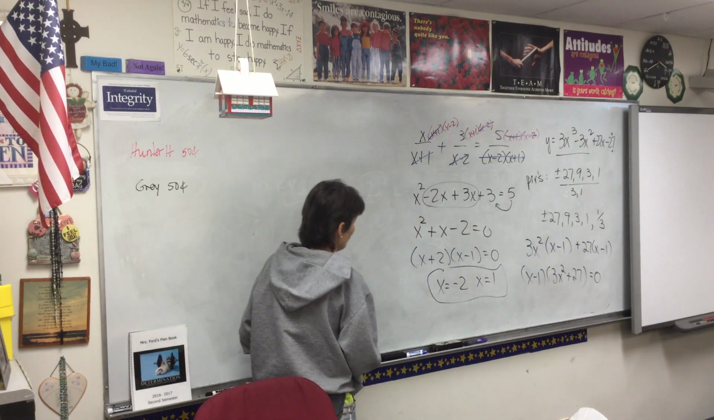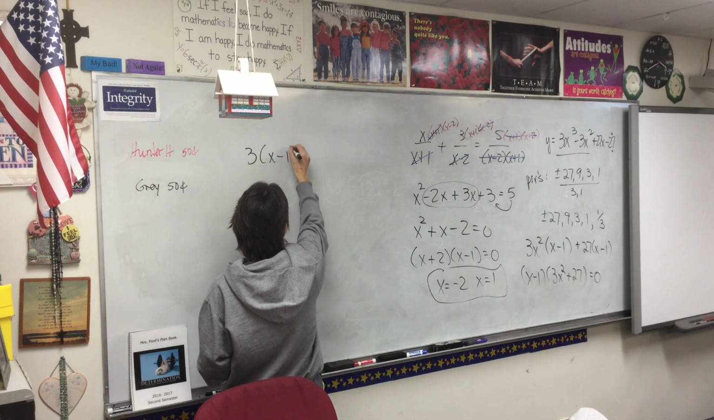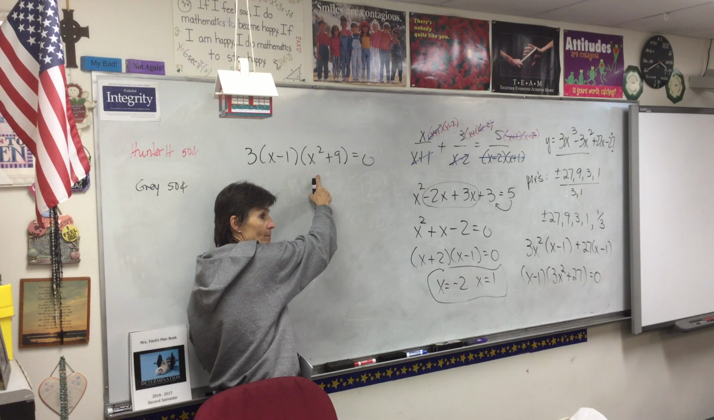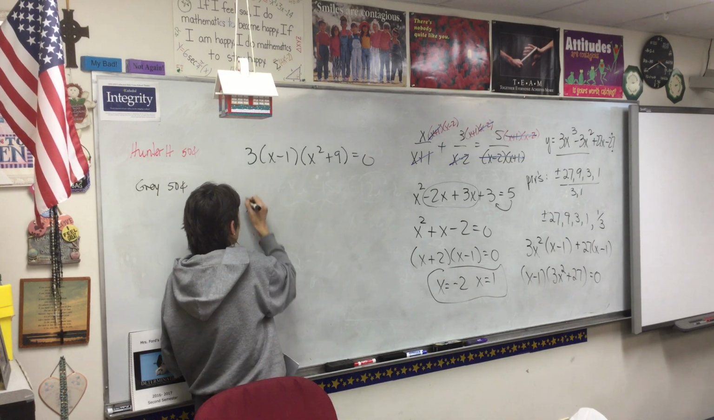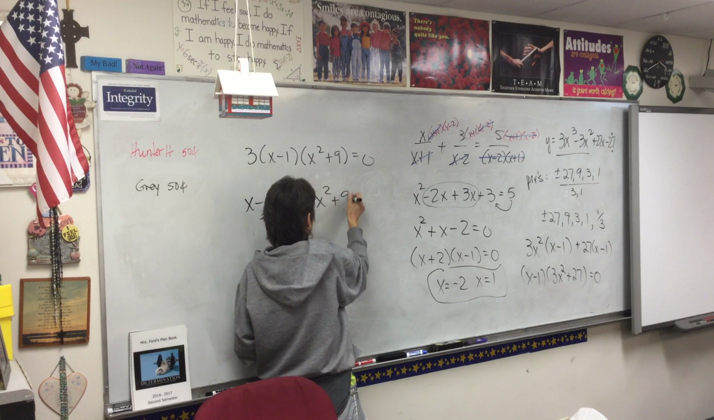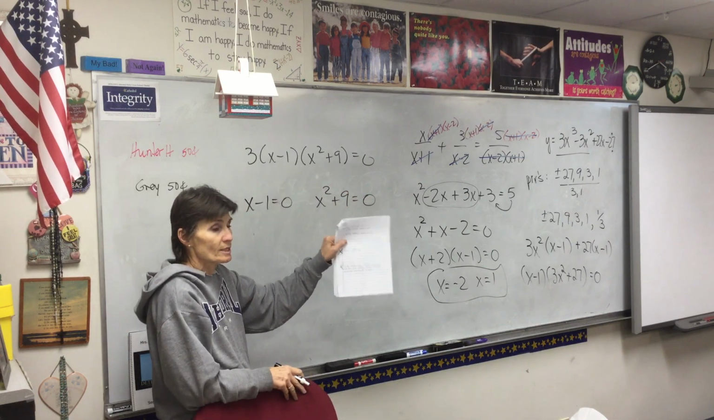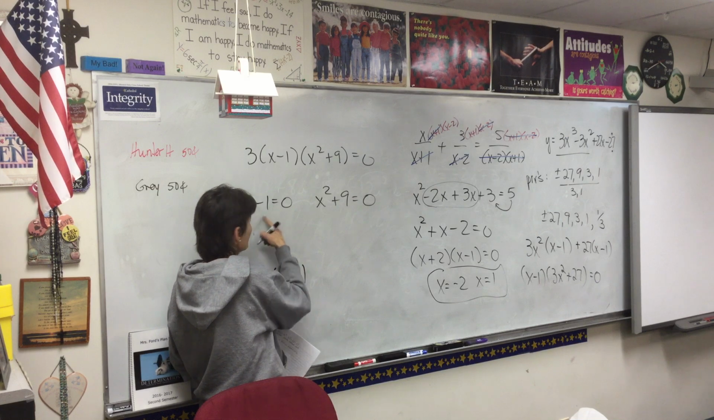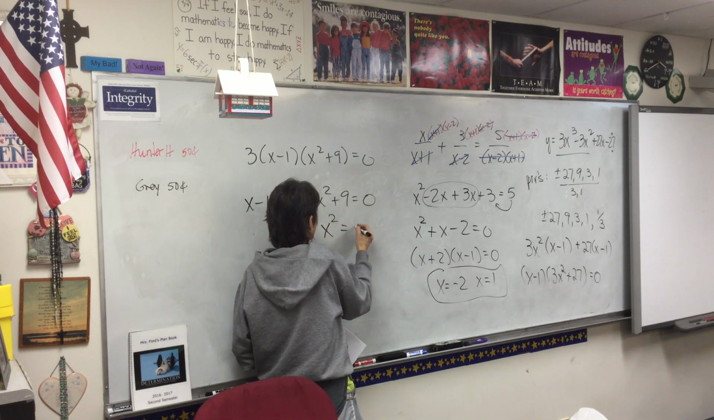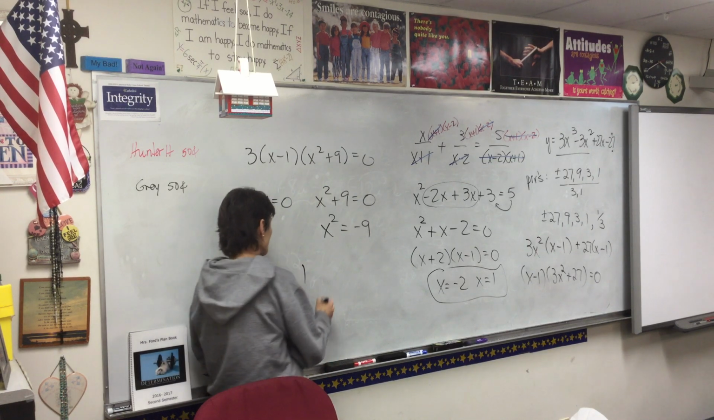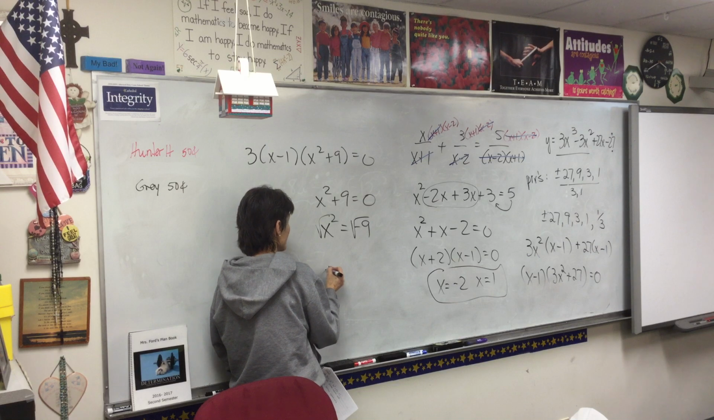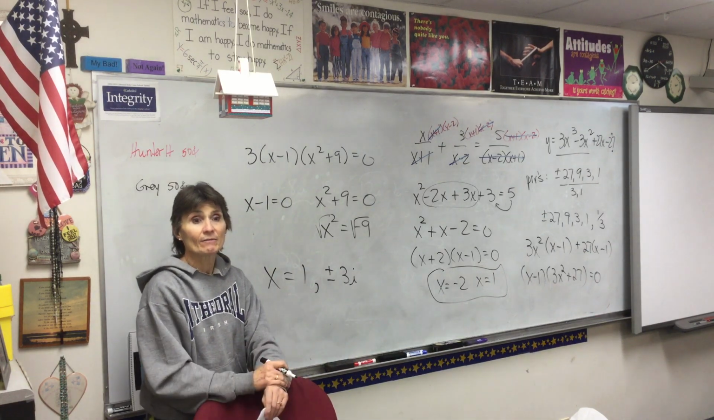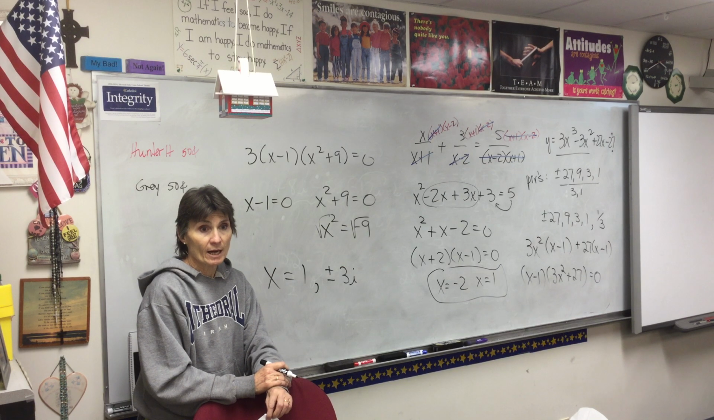All right, I think I can take out a 3, but that does not factor, does it? Because it's a plus. So, either x minus 1 equals 0, or x squared plus 9 equals 0. I am finding the solutions. I have to come up with x equals. So I'm going to set my factors equal to 0. So x equals 1, or x squared equals negative 9, which means x equals plus or minus 3i. The square root of 9 is 3, the square root of negative is i. Plus or minus 3i.